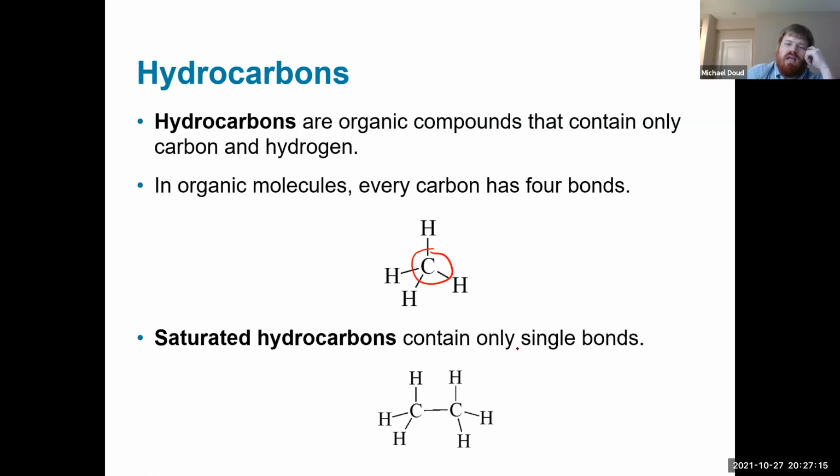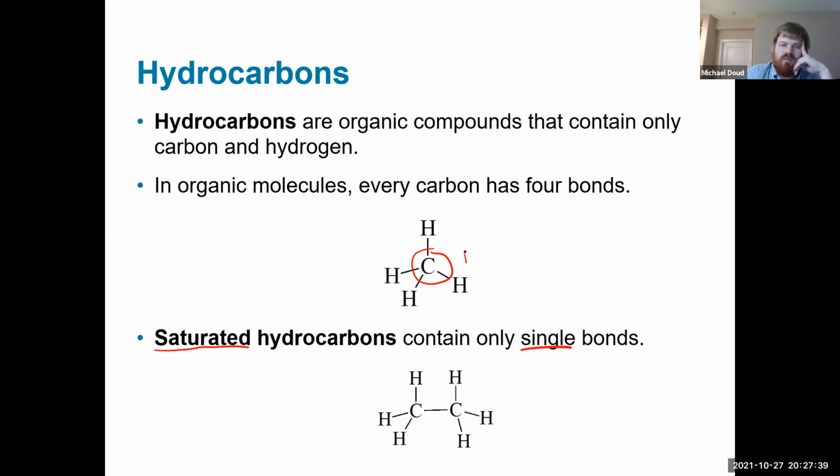Now, in this case, and in the case down here, we only have single bonds in this hydrocarbon. So this is what we call a saturated hydrocarbon. In other words, there are as many hydrogens on the molecule as can fit. Whereas if we had a double bond, which we're going to talk about in the future, that's what we call unsaturated hydrocarbons. But let's focus on the saturated ones for now.